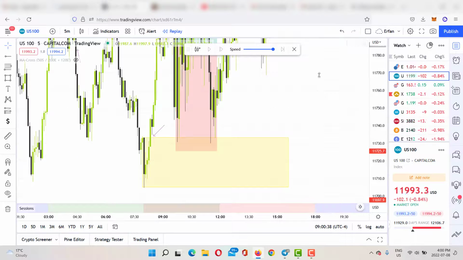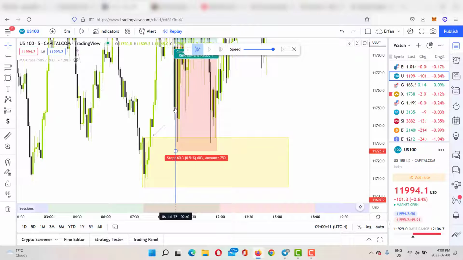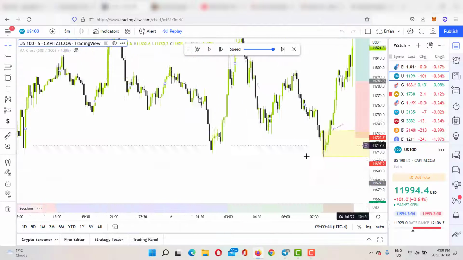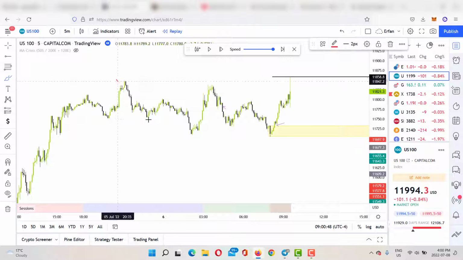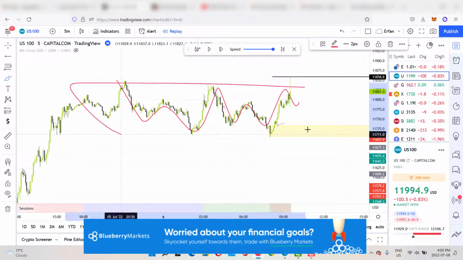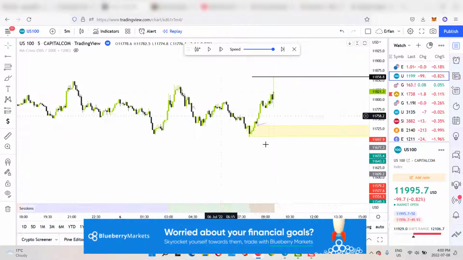Let me just do a little bit of replay for you and show you exactly what I was looking at. As you know guys, this is exactly what the market looked like. It's consolidating. As you can see, it's kind of choppy. The trend is not really clear and it's just going up and down.